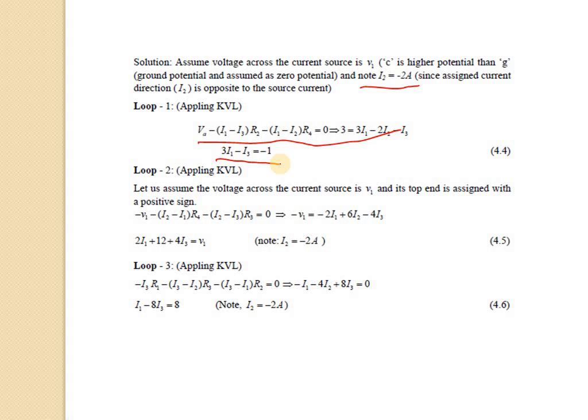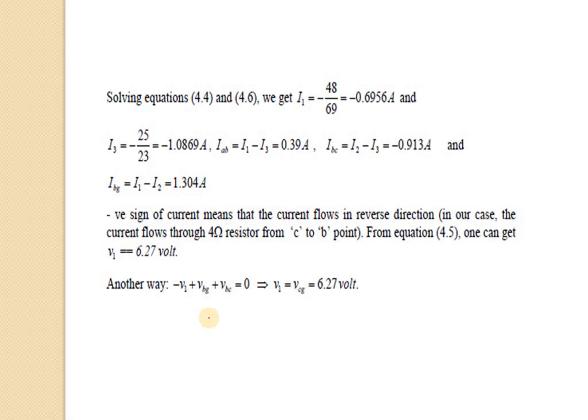Let us assume that the voltage across the current source is V1 and its top end is assigned a positive sign. Similarly we will get the equation for loop 2, and it is not assumed, it is already given that I2 is minus 2 ampere. In loop 3, in a similar way we are calculating the values, and we get the equation I1 minus 8I2 equals 8. Now calculating all these values I1, I2 and I3, we are getting this one.